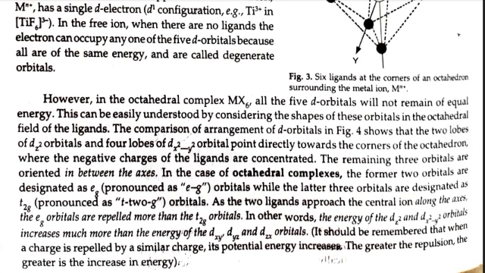However, in the octahedral complex MX6, all the 5d orbitals will not remain of equal energy. This can be easily understood by considering the shape of these orbitals in the octahedral field of the ligands. The comparison of the arrangement of d orbitals in figure 4 shows that the two lobes of dz square and the four lobes of dx square minus y square orbitals point directly towards the corners of the octahedron, where the negative charges of the ligands are concentrated. The remaining three orbitals are oriented in between the axes.